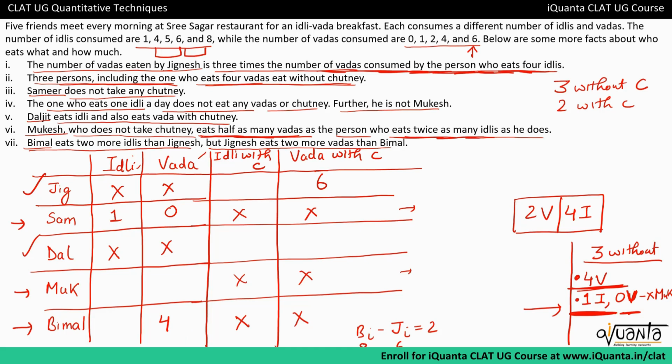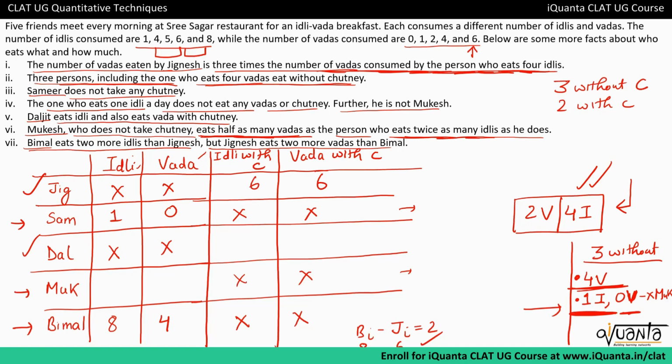If I go with the bottom case first, then for Bimal's idli I will put 6 and for Jignesh's idli I will put 4. So I have found the person who is eating 4 idlis. The person eating 4 idlis should eat 2 vadas. But that is being violated over here. Why? Because the person eating 4 idlis is Jignesh, and he is eating 6 vadas. So this case is invalid. 6, 4 is incorrect. We'll be using 8, 6 now. So for Bimal I'll put 8 idlis and 6 idlis for Jignesh. These are the correct set of values.